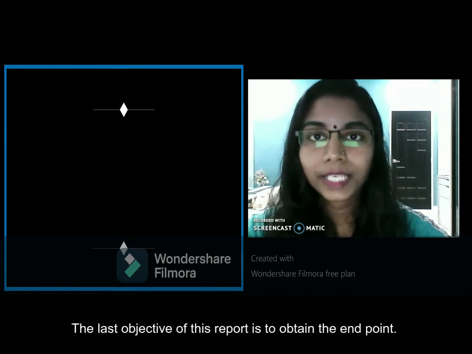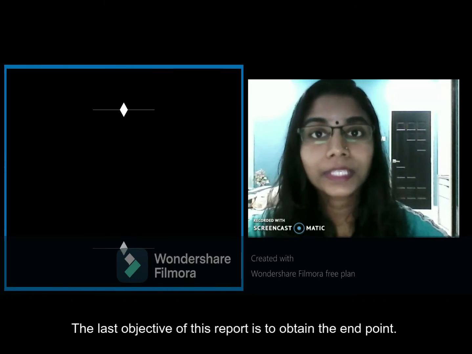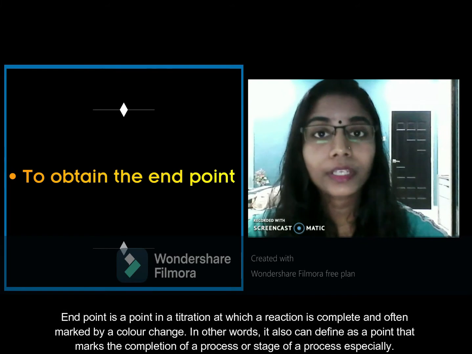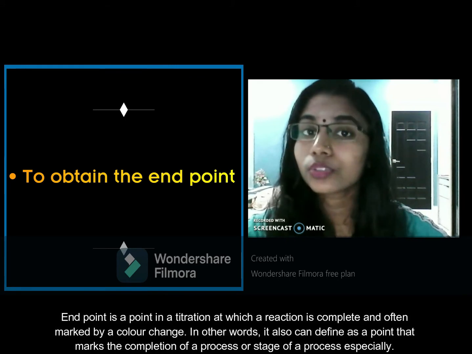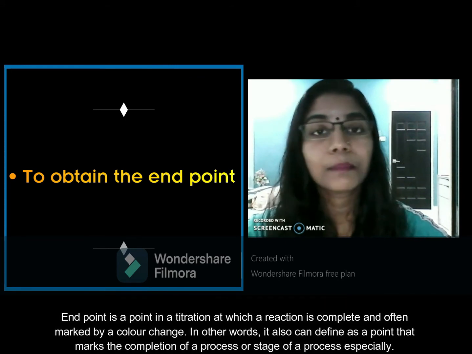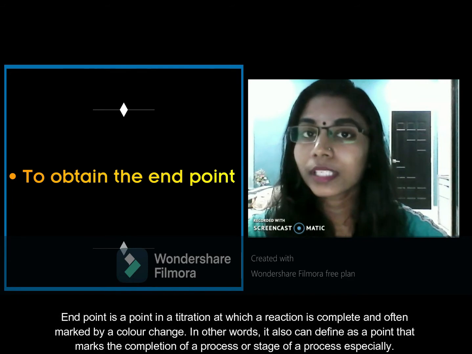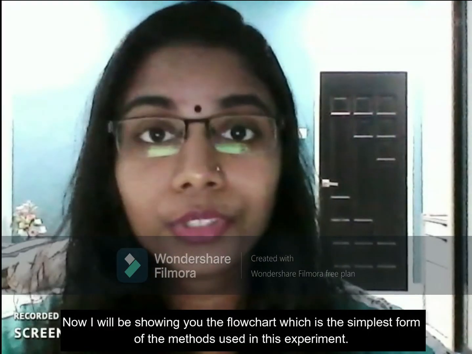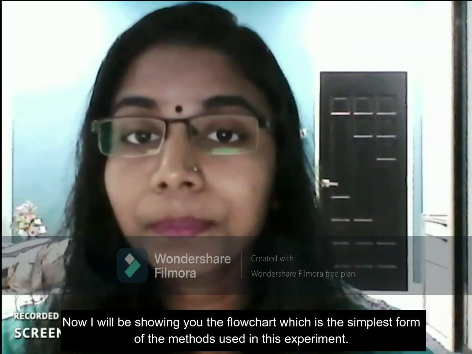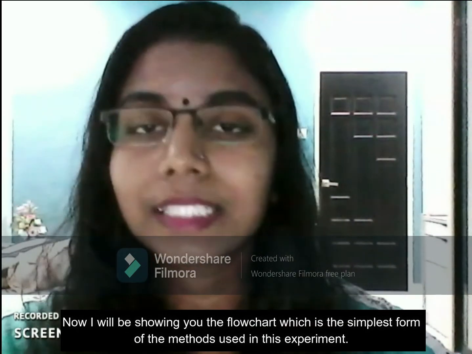The last objective of this report is to obtain the endpoint. Endpoint is a point in a titration at which a reaction is complete, often marked by a color change. In other words, it can also be defined as a point that marks the completion of a process or stage of a process. Now, I will be showing you the flowchart, which is the simplest form of the methods used in this experiment.